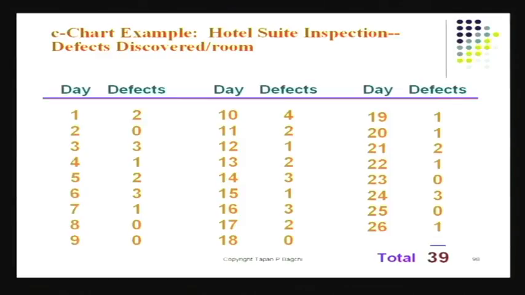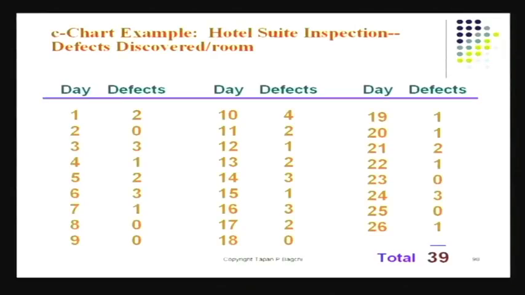Here in this case, it's an interesting application of the C chart: hotel suite inspection. This is a service application. Defects we found per room: stationery was missing, the curtain was not pulled completely closed, for example, the bed sheet was slightly ruffled, and the ashtray was slightly nudged to one side, and so on. These are things that the guest may not like, so these are all marked as defects.